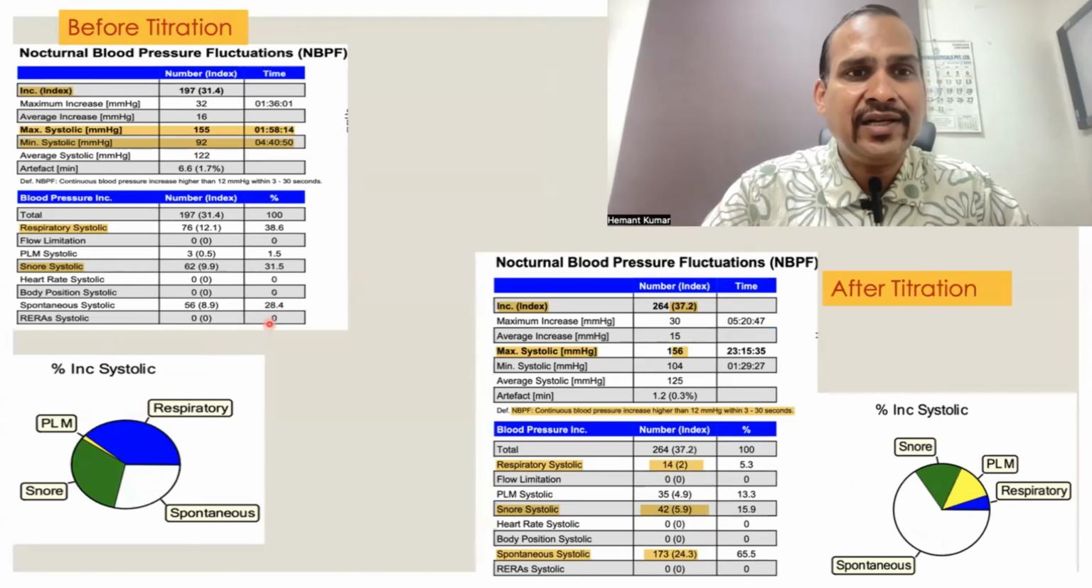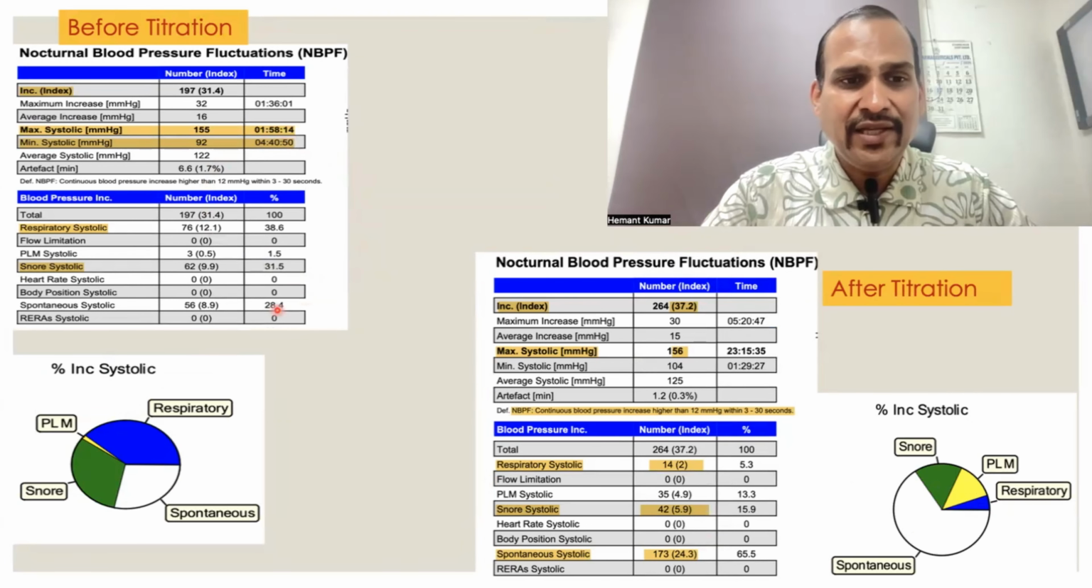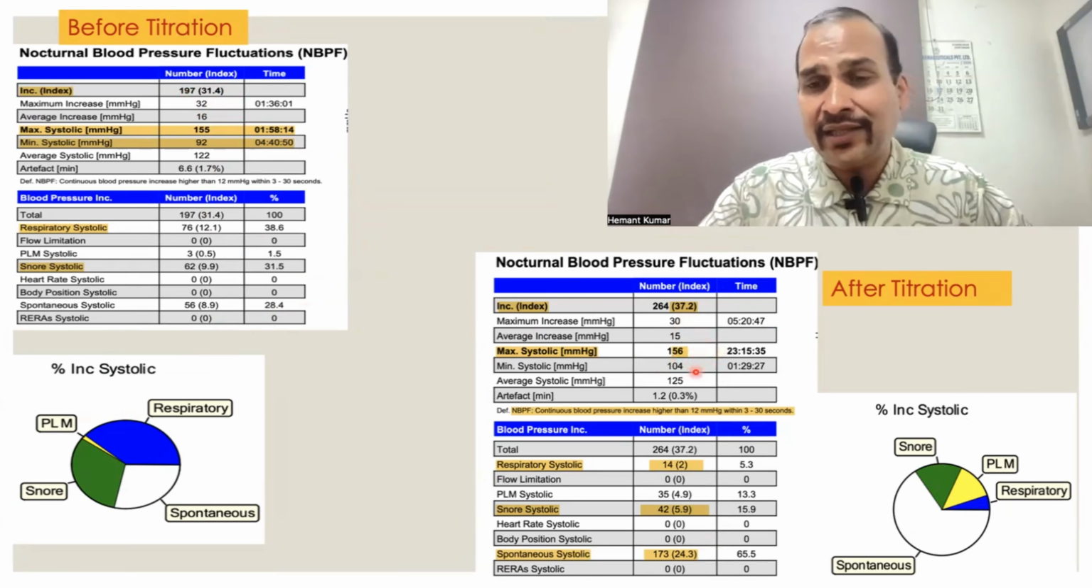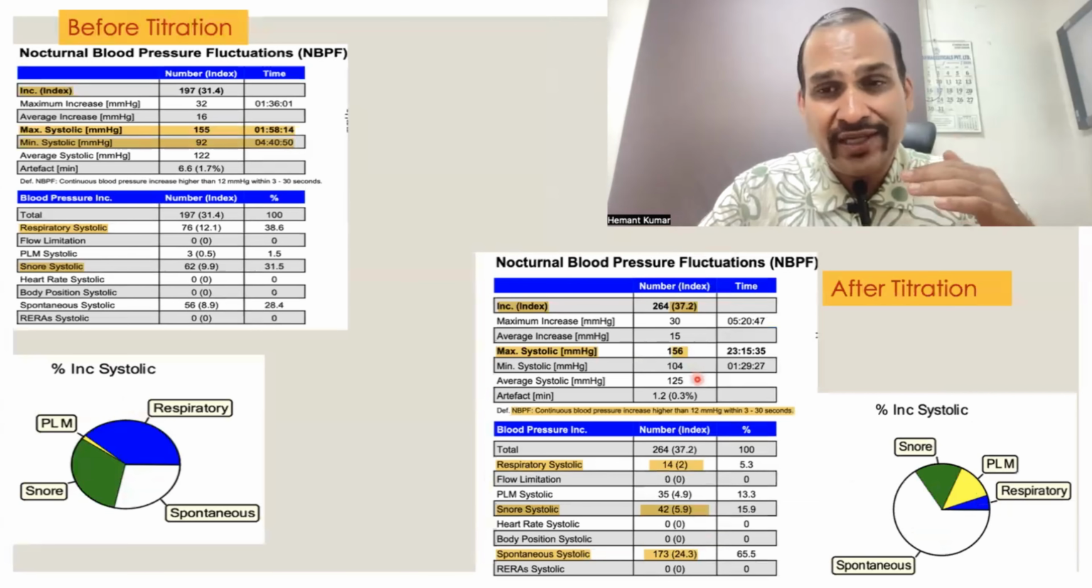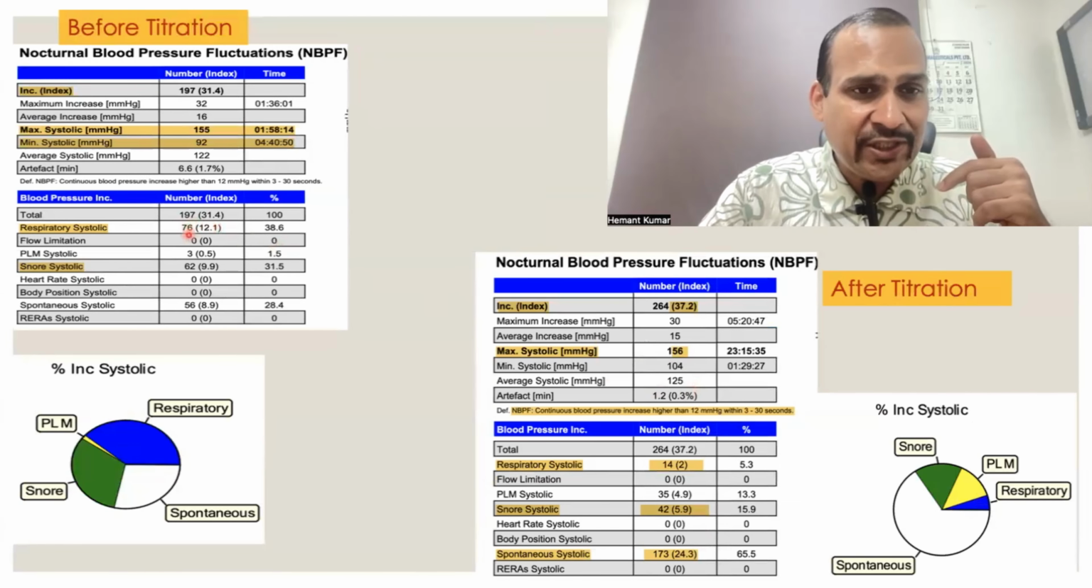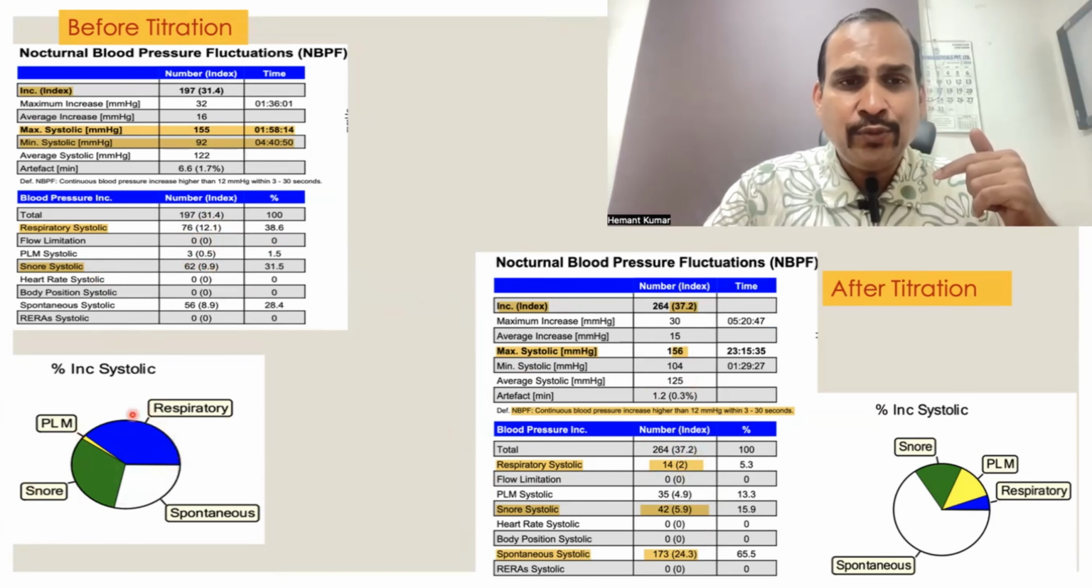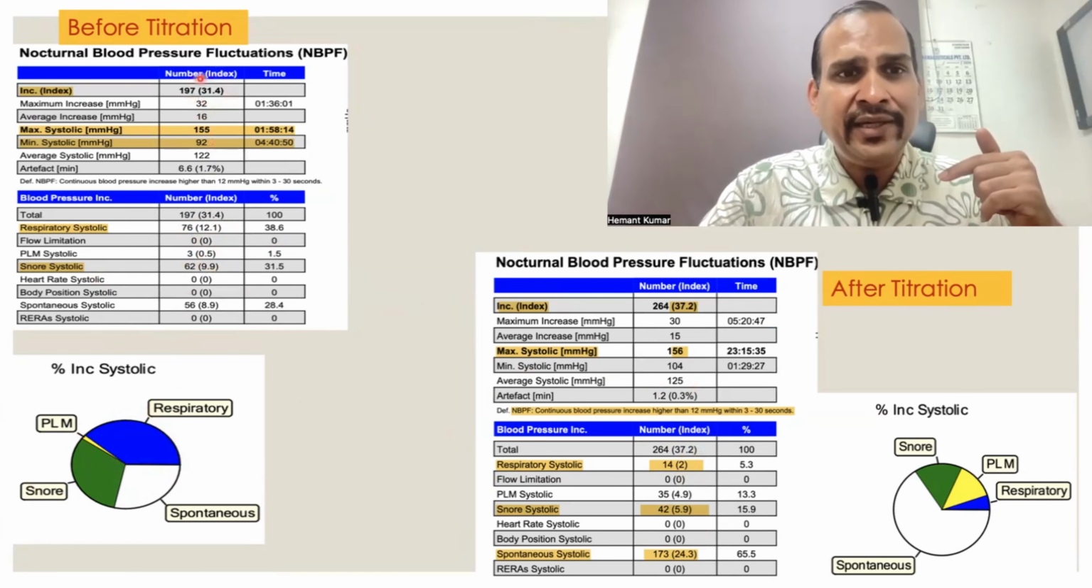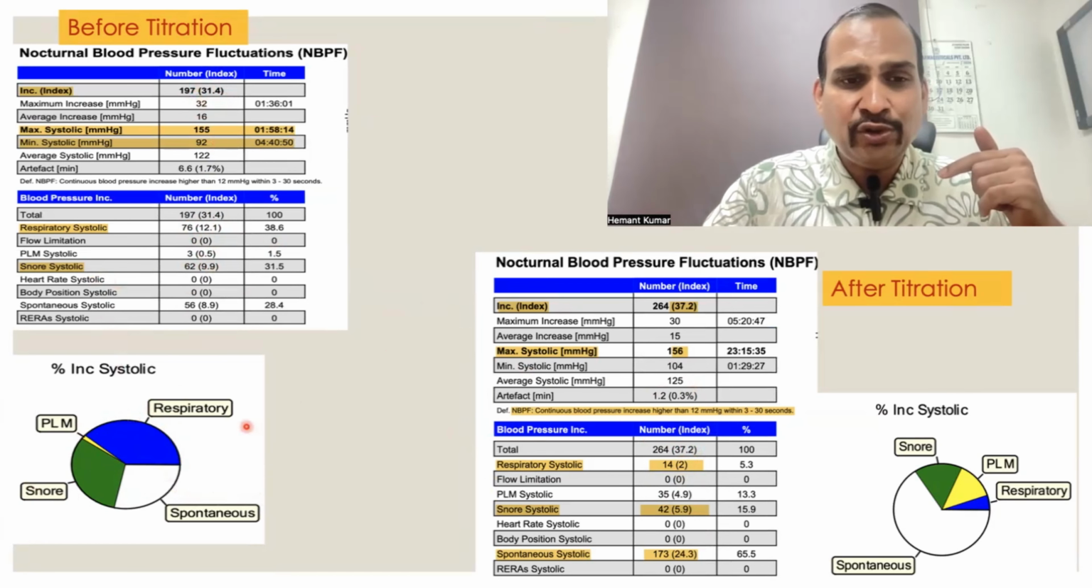So there is reduction in blood pressure also. Okay. Again, if you see the increase index, 31.4 and then 37.2, I would say it is rather an increase, but it is not an increase actually. Why? Because of respiratory. See, this is respiratory 12.1. Now respiratory is just 2. Because of snore, it was 9.9. It is 5.9. Okay. So you can compare this graph. So blood pressure increment index is increased, but not because of respiratory and snore. It is reduced in terms of respiratory and snore.